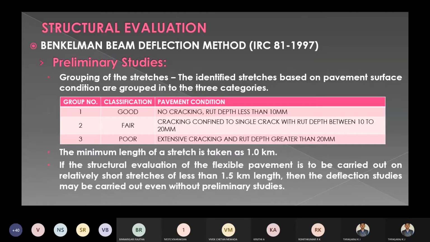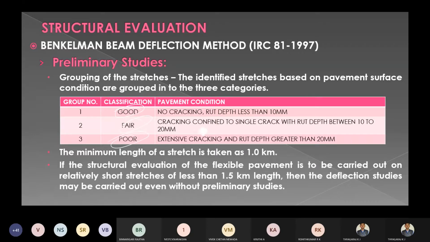Next one, as I told, you are going to note down some distresses, and based on that you are going to group the road stretches. The grouping will be done in 3 categories. You can see here the good, fair, and poor categories. You are going to group it.